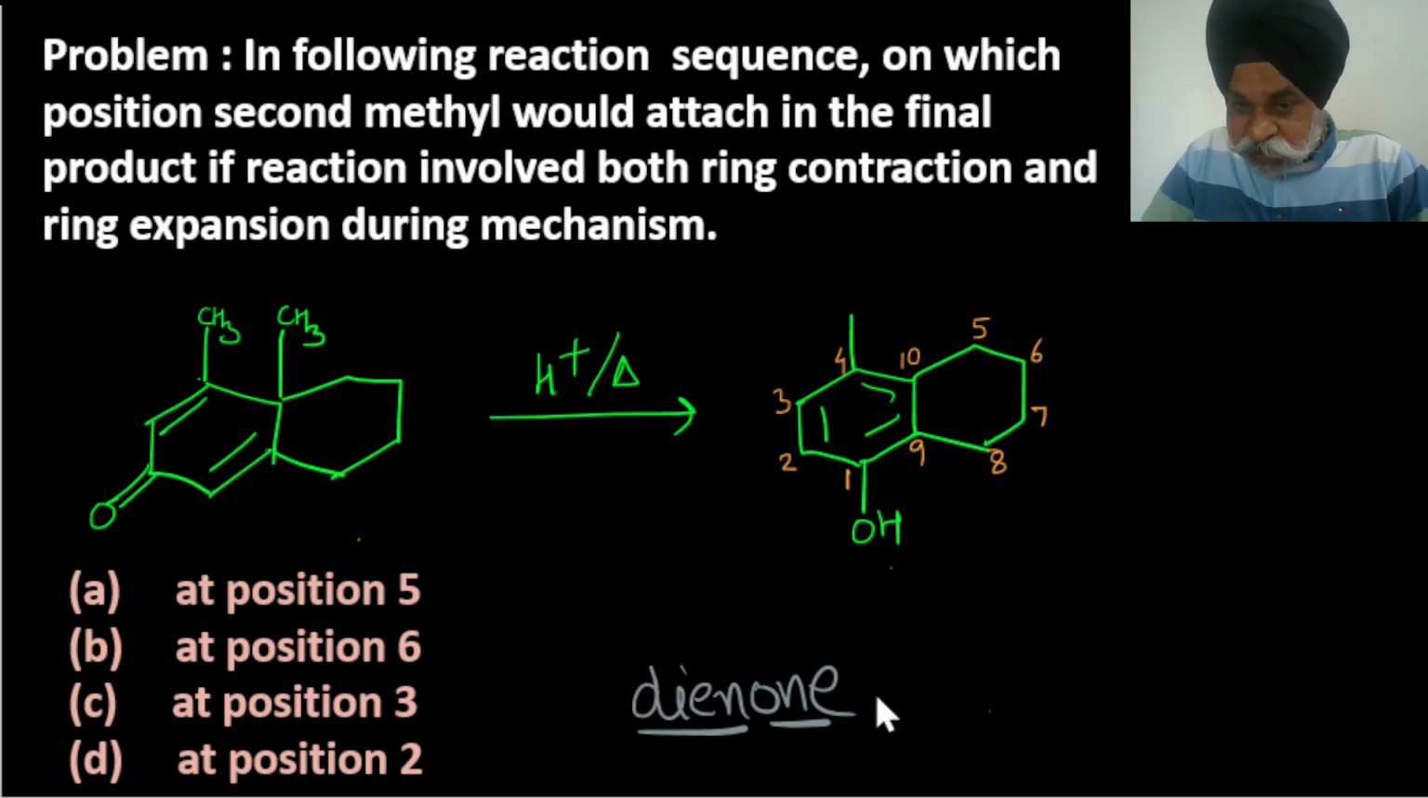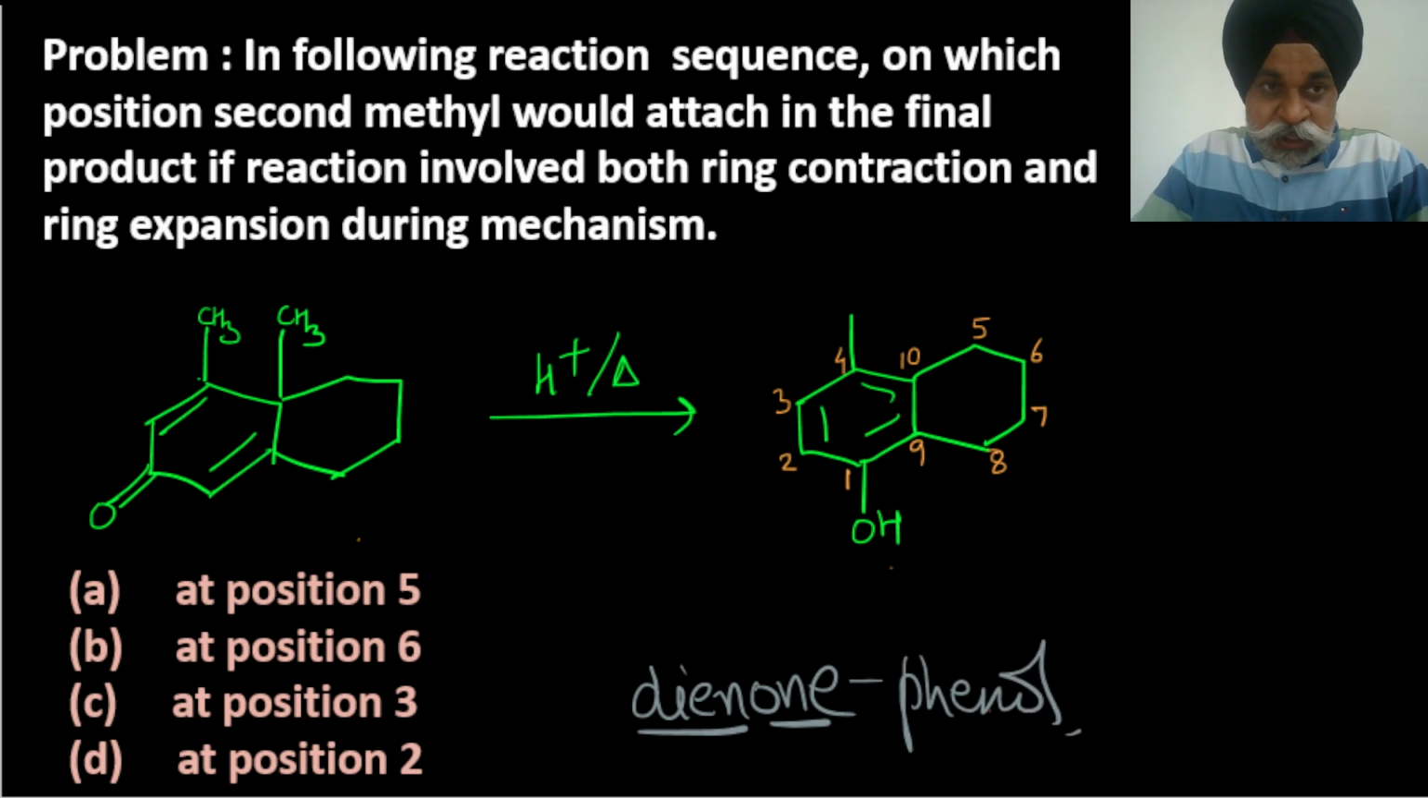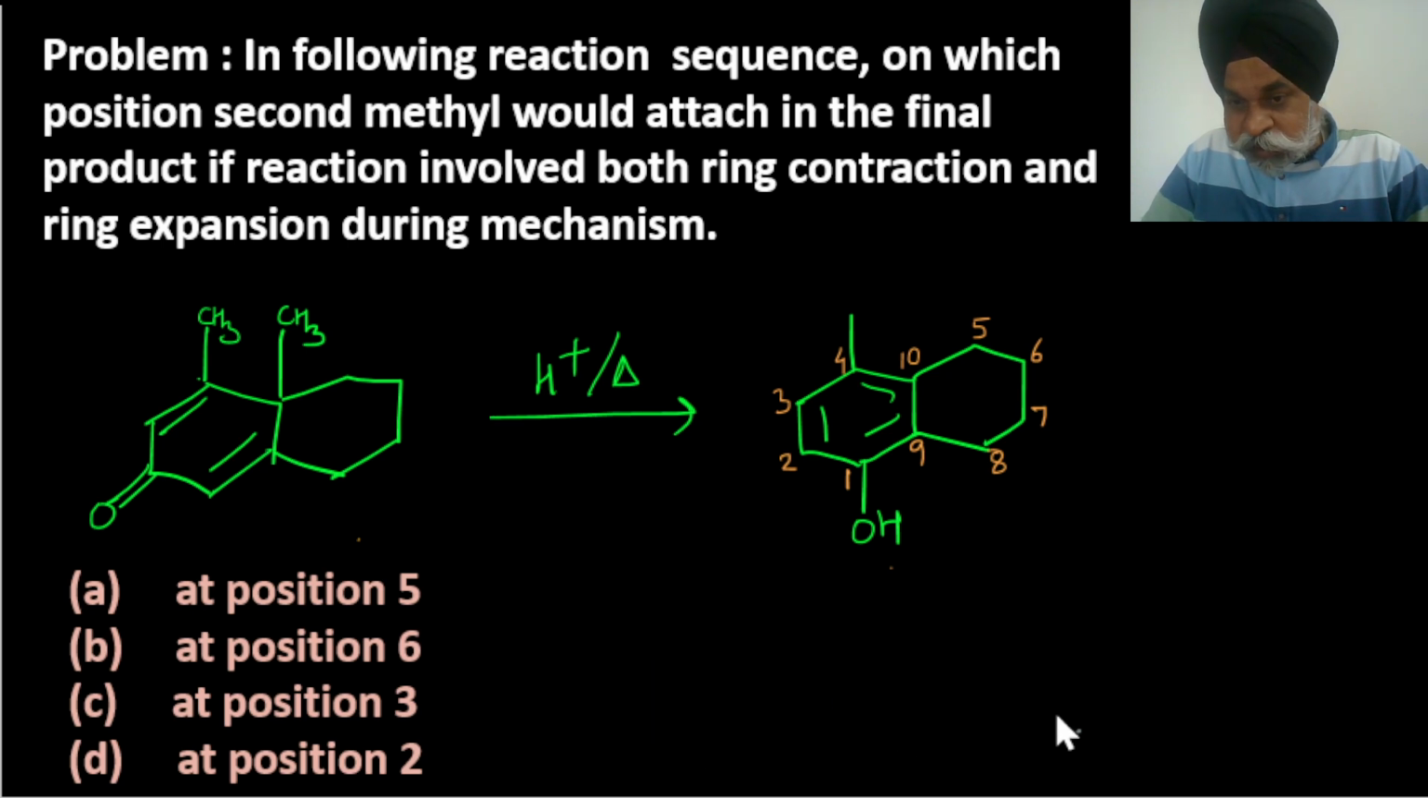But is it the same way or is it something else? So the question is beautiful. I find this question to be very interesting. Let's check out what exactly is being asked in this particular question. So let's read the question first. In the following reaction sequence, on which position would the second methyl attach in the final product if the reaction involved both ring contraction and expansion during the mechanism?